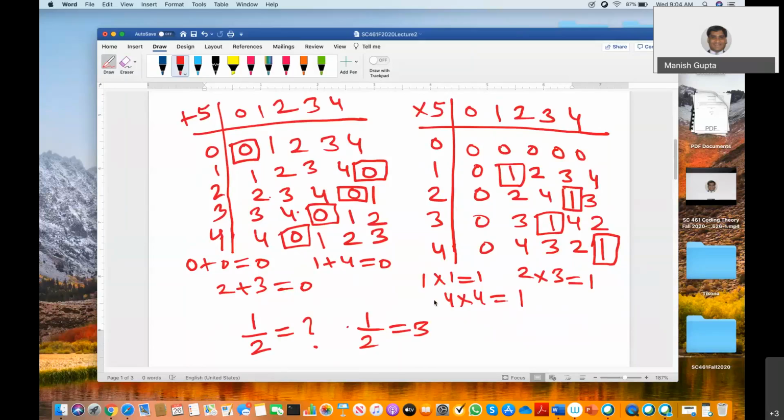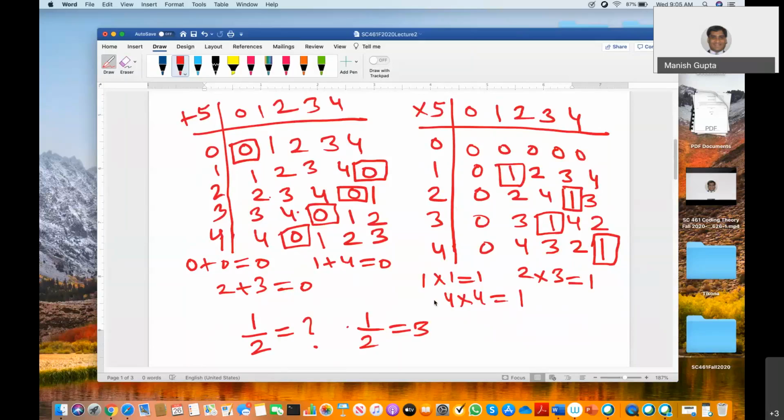Z7, whether Z7 is a field? Yes, you can construct, because 7 is a prime number. Then one can ask, what about 8? Z8 is a field? No, Z8 is not a field. Again, because 2 into 4 is equal to 0. Neither 2 is 0 nor 4 is 0.